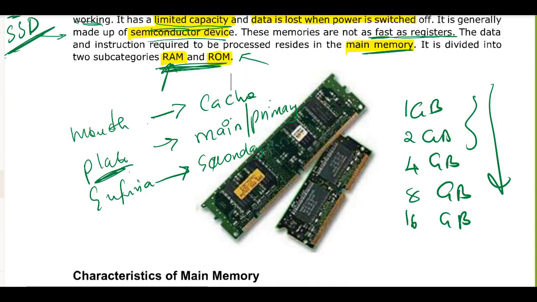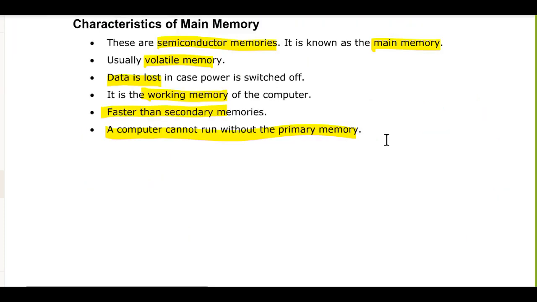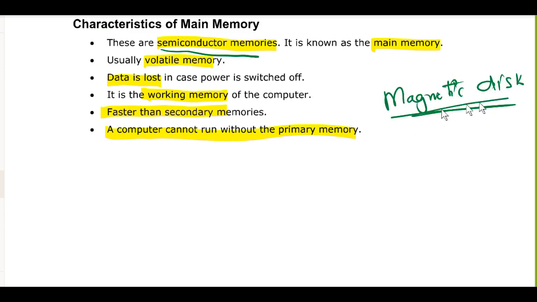So this is how they look like. We said they are made of solid state devices or semiconductor devices. The characteristics of main memory are as follows. They are semiconductor memories. We talked about the difference between semiconductor memories and the others, which are called magnetic disk memories. Those are very, very slow. These are very fast. It is also known as main memory or primary memory. So the idea you are introducing here is that they are primary or main memory.